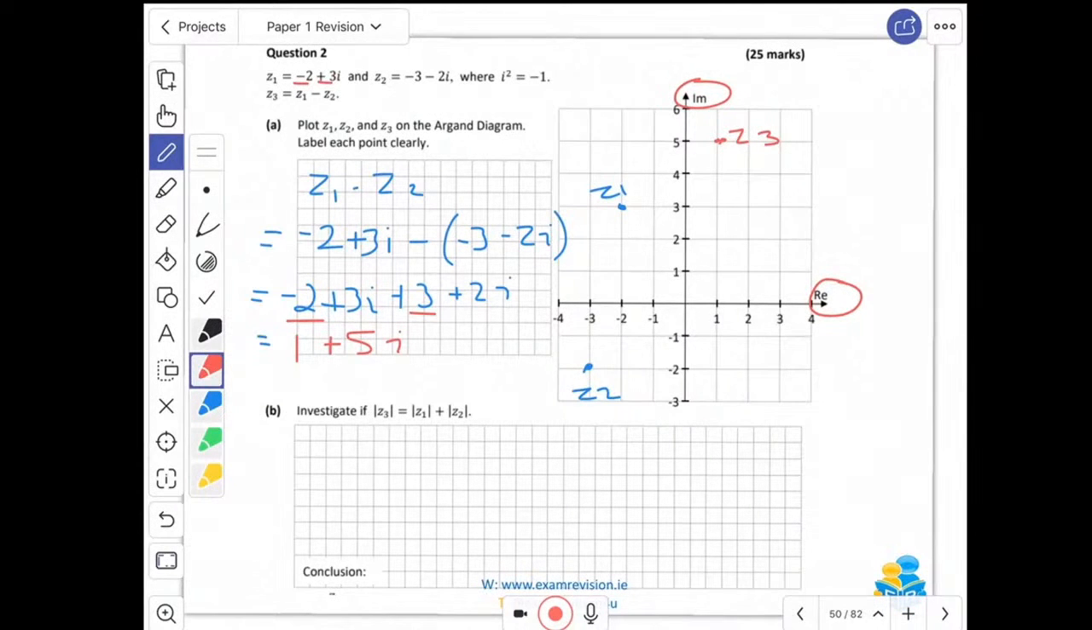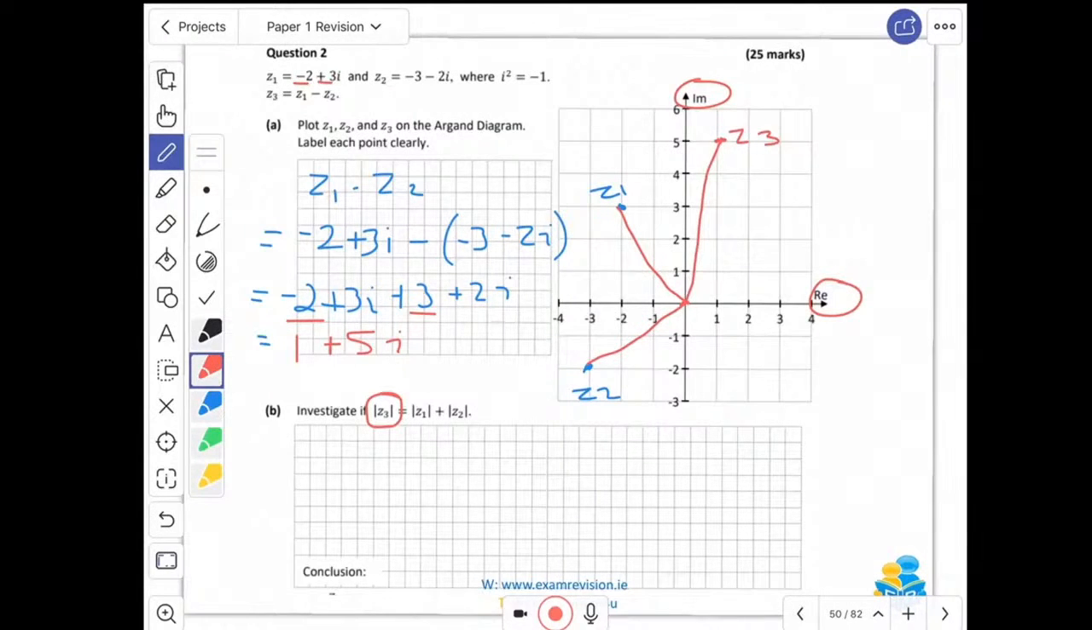So the next thing we want to look at here is where you're being asked to work out the modulus. This symbol here means the modulus of a number. Basically, the modulus is the distance from the point 0, 0 up to your coordinate on your Argand diagram. So if I was working out the modulus of Z1, I'm basically working out this distance here, and that should be a straight line. If I'm working out the modulus of Z2, it's that one. And if I'm working out the modulus of Z3, it's that one.